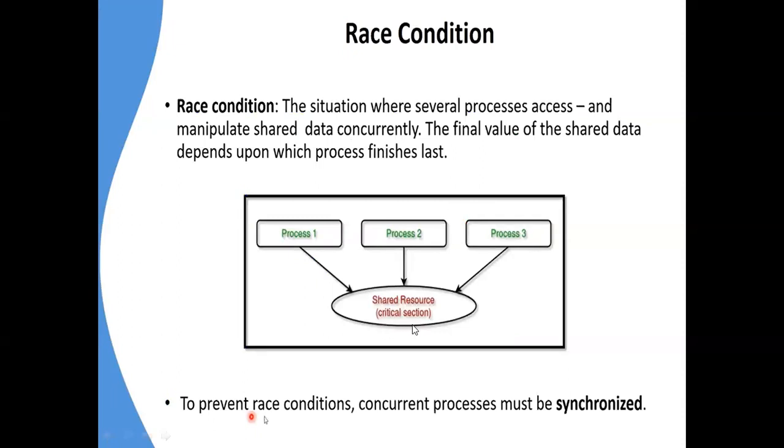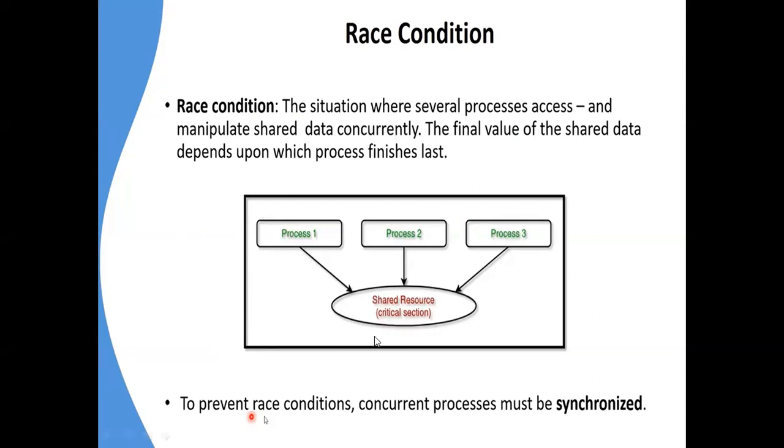So the race condition is explained here. The situation where several processes access and manipulate the same shared data concurrently is where the race condition will occur. The final value of the shared data will depend upon which process finishes last. For example, you can see the picture here, process 1, process 2, process 3. If 3 processes are sharing the same data concurrently, the race condition problem occurs.